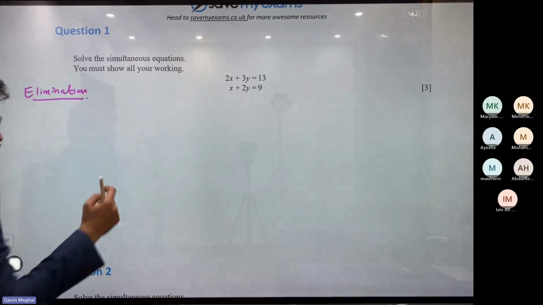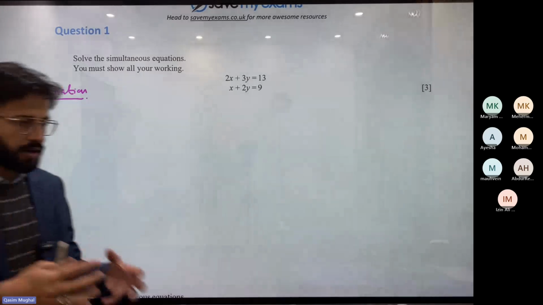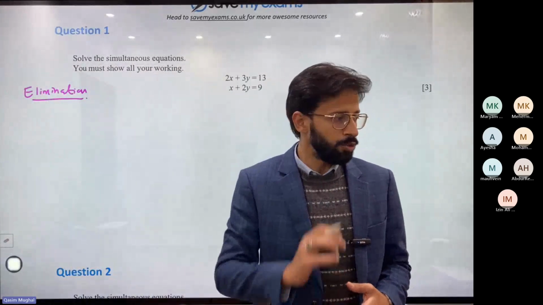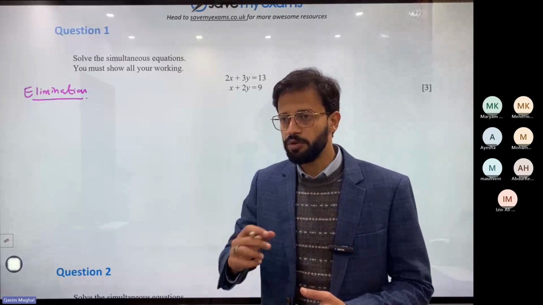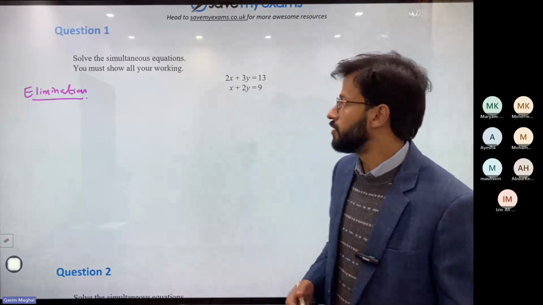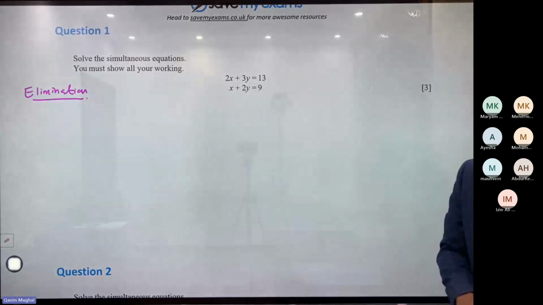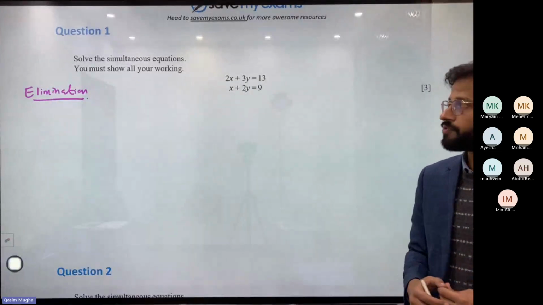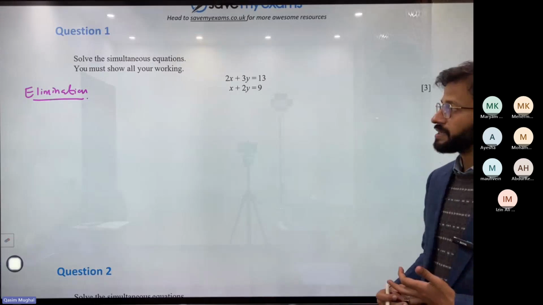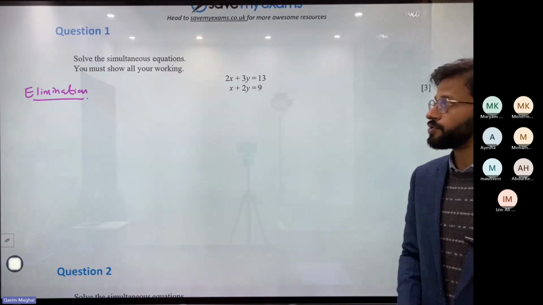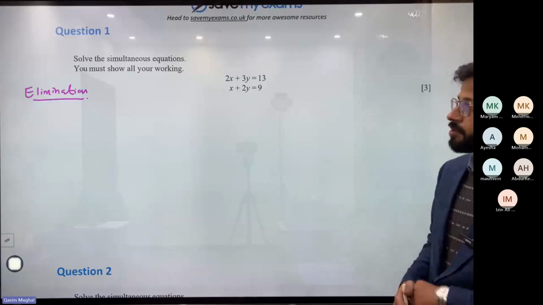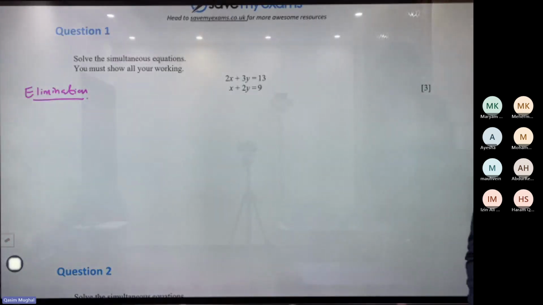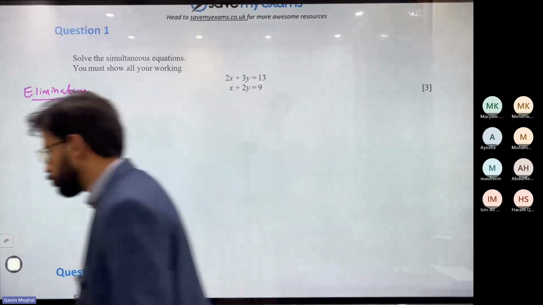Now, in the elimination method, I told you what our initial target is: to have a variable in both the equations which has the same coefficient but opposite sign. If you analyze this pair of simultaneous equations, variable x in the first one has a coefficient of 2, and in the second equation it has a coefficient of 1. Variable y in the first one has a coefficient of 3, and in the second one a coefficient of 2.